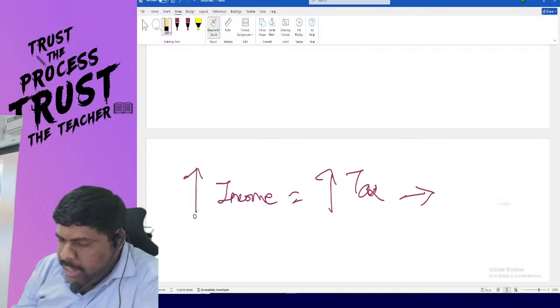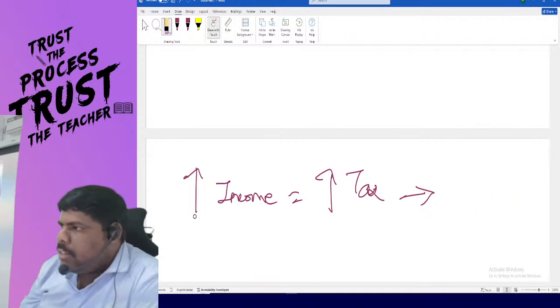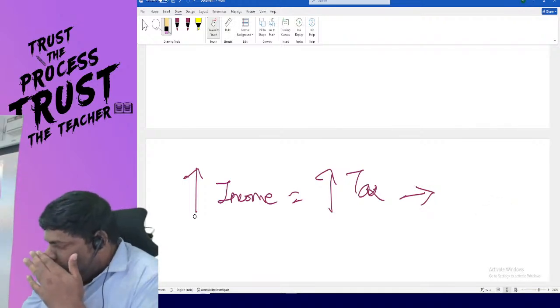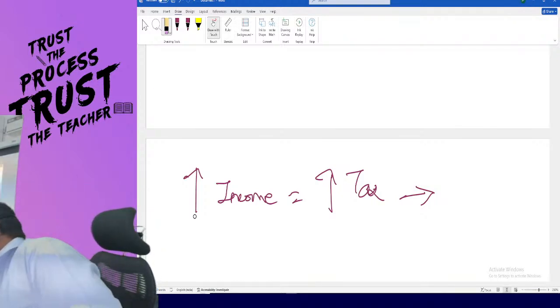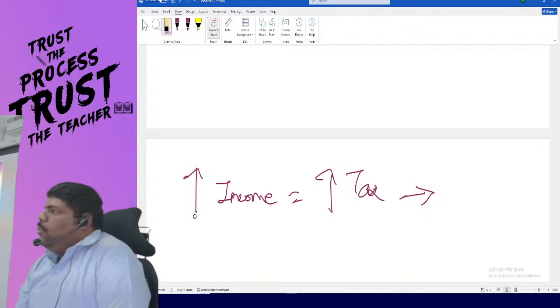Listen, the higher the income, the higher the tax is nothing but progressive tax. Progressive means what? When there is high income, there will be high tax. If there is a decrease in income, you will be paying a lower tax. Okay, so that is what the government is charging. Classic example.